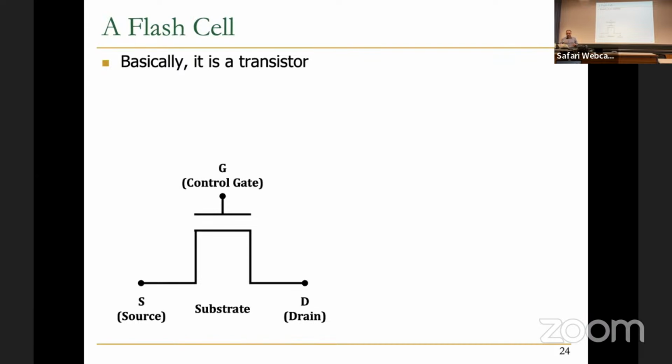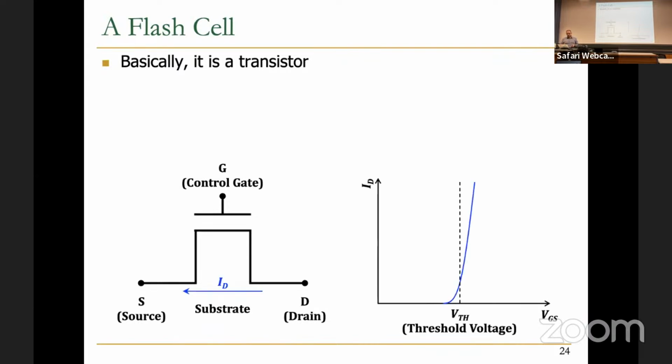A flash cell is basically a transistor. Each transistor has a source, drain, and gate. Depending on the voltage that you provide between gate and source, if it's larger than the threshold voltage, your transistor will be on, and the other way around it is off. So you can assume it as a key switch.